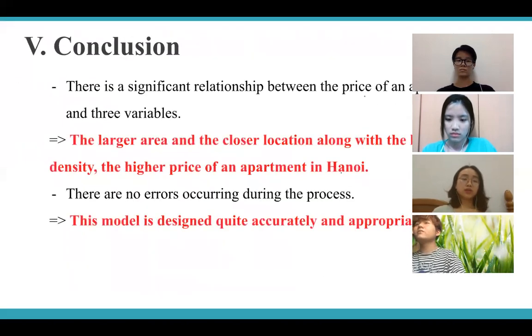In conclusion, we can see that there is a significant relationship between the price of an apartment and the three variables, which are area, location, and building density. Therefore, the larger the area, the closer the location, and the lower the density, the higher the price of an apartment in Hanoi. And there are no errors occurring during the process when we ran the regression. Therefore, we can conclude this model is designed quite accurately and appropriately.